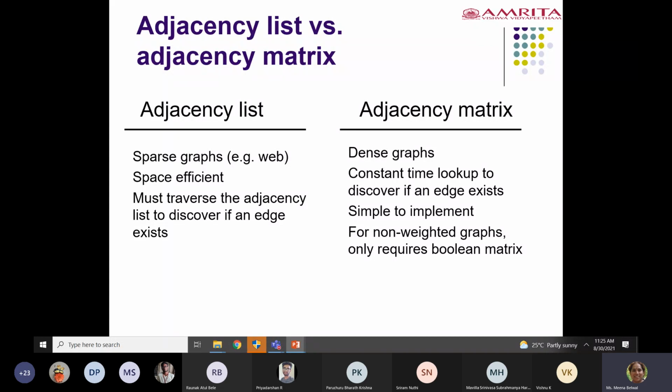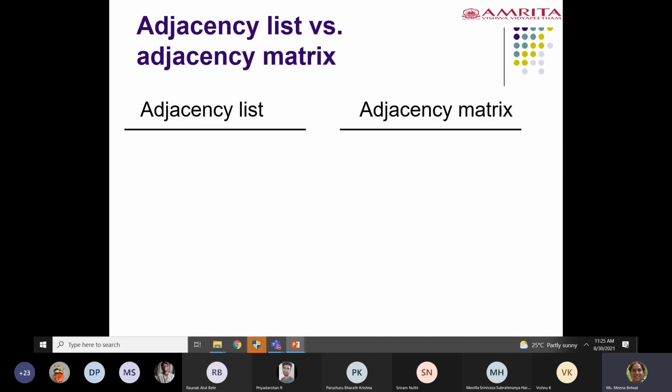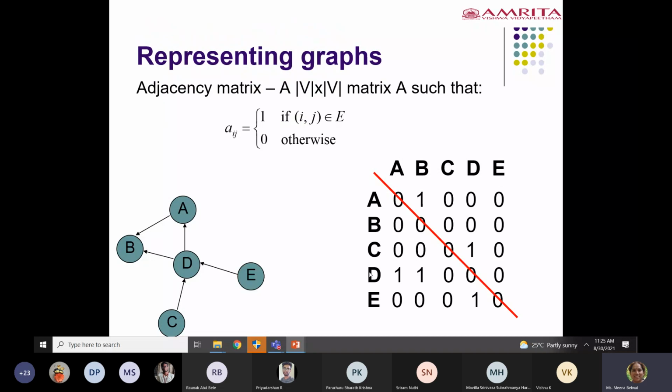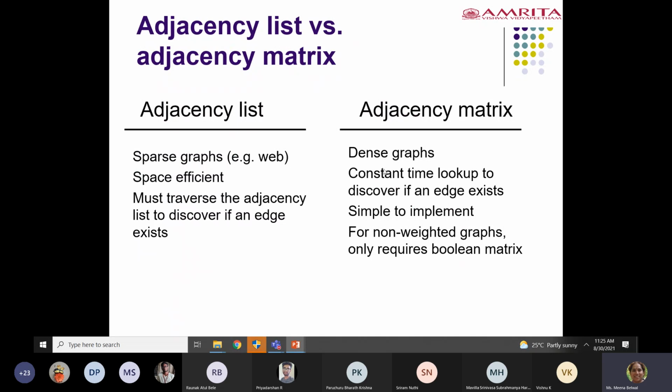The basic use of an adjacency matrix is that it's a matrix. If you want to check whether A is connected with B, you just have to access one index, isn't it? If you want to check whether D is connected with E, you just have to check this particular index. That is why we say it has a constant time lookup to discover if an edge exists. Because an edge is always between two nodes, and to do a lookup you just have to search for one matrix entry.